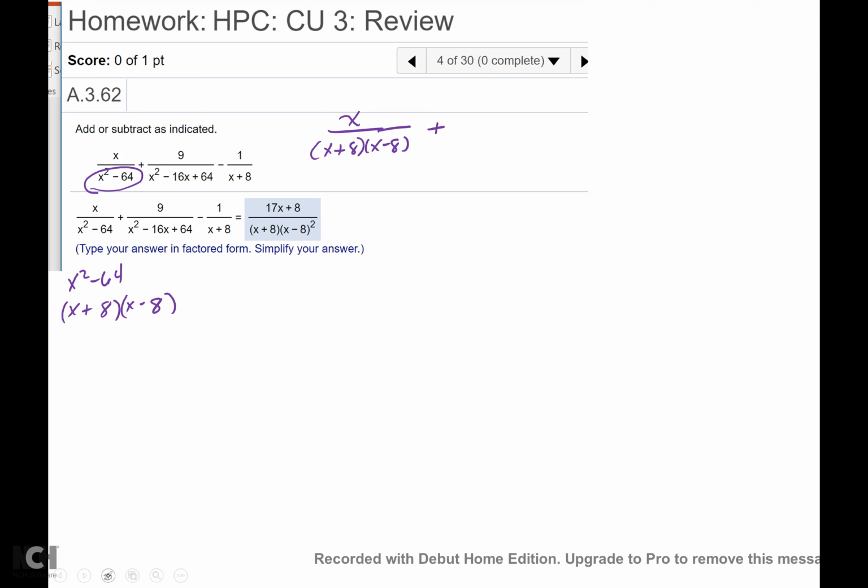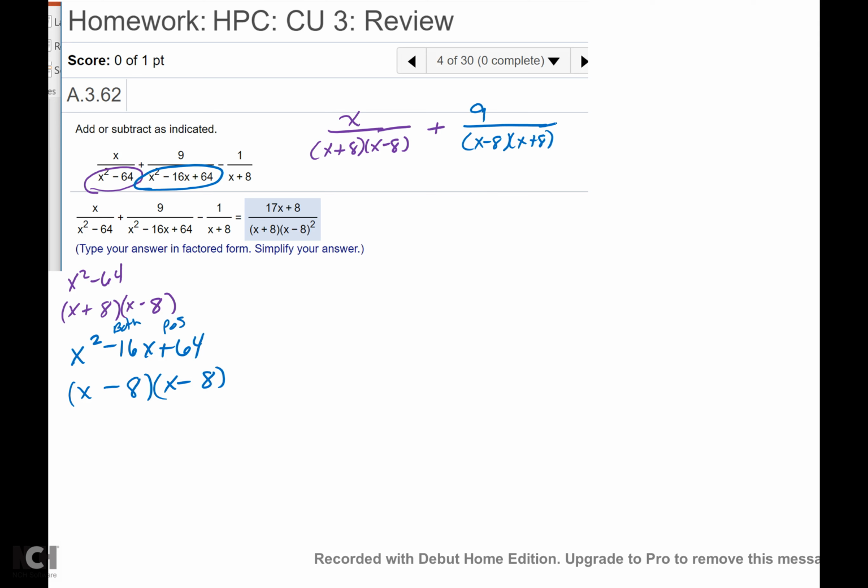Plus, if I factor this bottom, it should be an easy factor because a is 1. So x times x. Factors of 64 that make 16 would be 8 and 8. Since c is positive, they both get the middle sign. So I can rewrite that bottom as x minus 8 times x minus 8. Okay, and then we have the last one, which I can't factor, so it's just going to stay x plus 8.